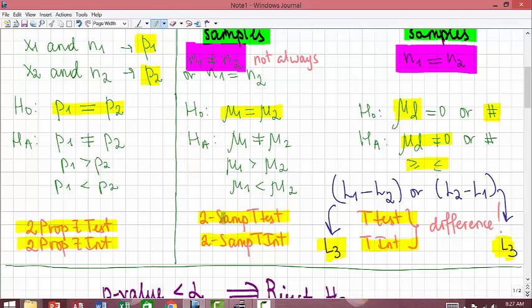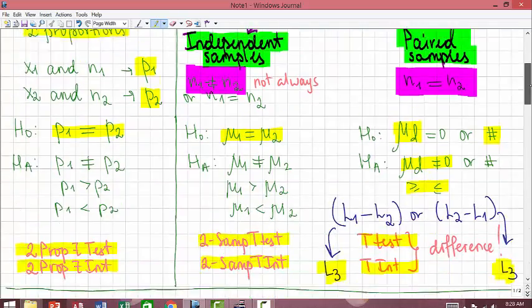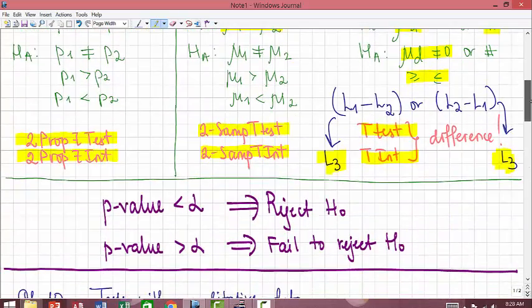So these are your setups for the three types of problems. Again, let's go up here. First thing, decide which type of data you're dealing with. If it's categorical, you're dealing with proportions. If it's quantitative, there are two scenarios: independent samples and paired samples. And once you know which setup you have, then these are your commands here.